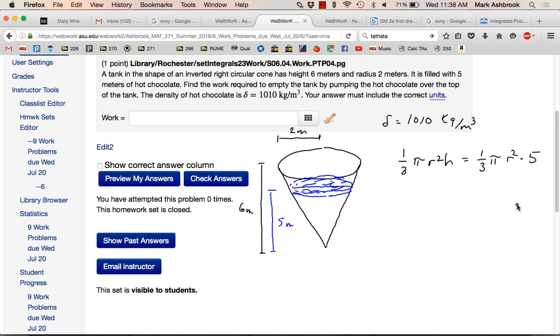Is this right? Why not? Okay, but that's taken care of by this formula. The volume of a cone gets the volume for a changing radius. It takes care of a changing radius. So this is the volume of all the hot chocolate. Don't we need that to do this?